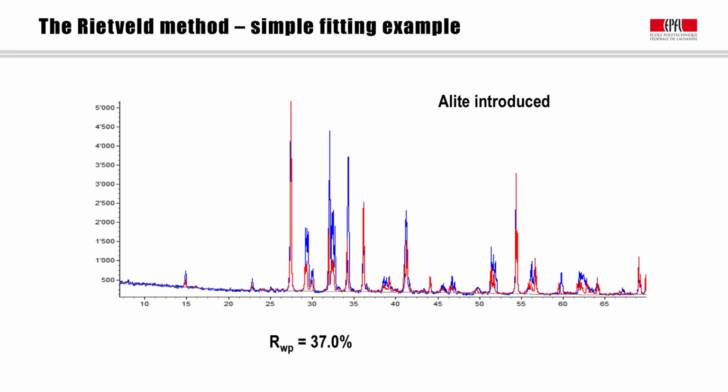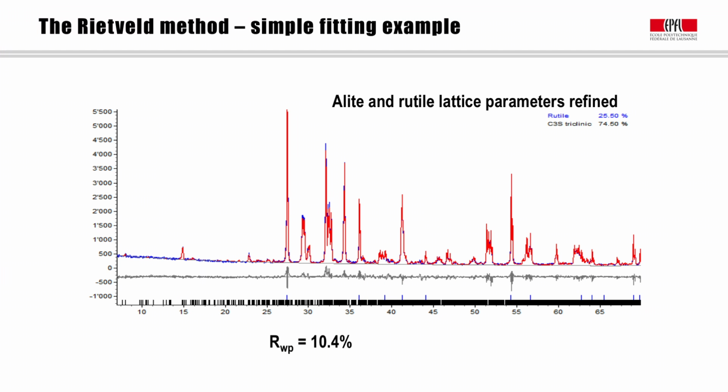Then we will introduce alite as triclinic tricalcium silicate into the refinement. Again, you can see that only the intensities of the alite are fitted. And the agreement index drops again, but you can clearly see that there is still a visual mismatch of some of the alite peaks. We then allow the alite and rutile lattice parameters to be refined together with the scale factors of each as well.